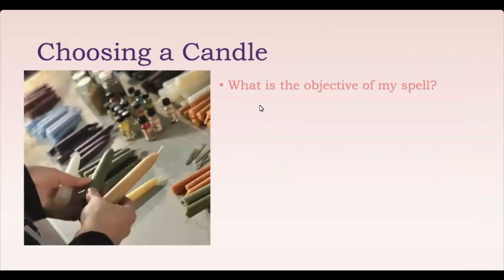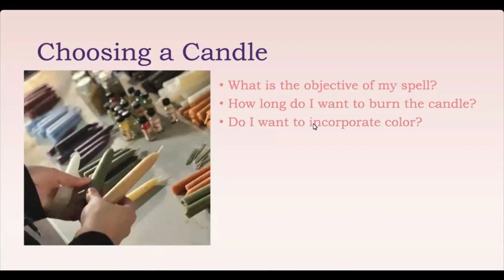If your candle spell is something that you're going to be wanting ongoing, then you might work with a bigger candle or one that burns for a longer time. If you need something quickly, then you're going to want to work with a smaller candle. That also goes along with, how long do I want to burn the candle? If it's something you need very quickly, then you might not want to use a big giant pillar candle or a glass encased vigil candle. You might want to go with something smaller.